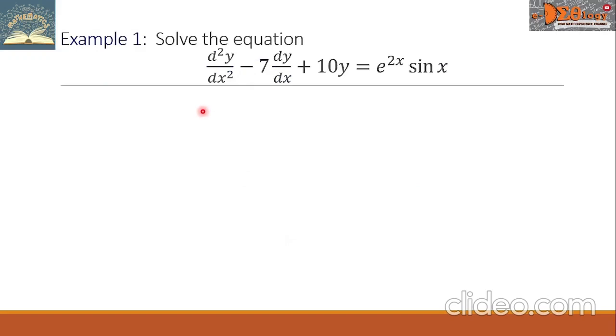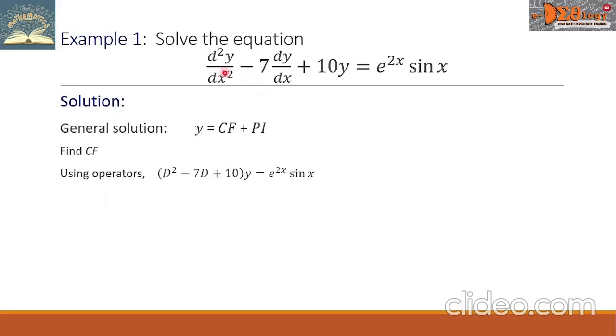Example 1. Solve the equation: second derivative of y with respect to x minus 7 dy over dx plus 10y equals e raised to 2x multiplied by sine x. And here, the V is sine x. The general solution is y equals complementary function plus particular integral. Let's begin with finding the CF.